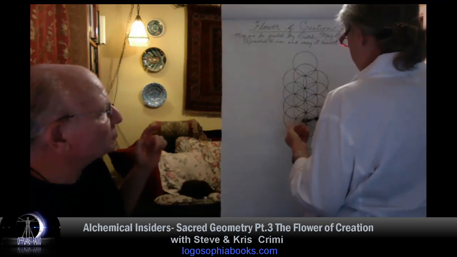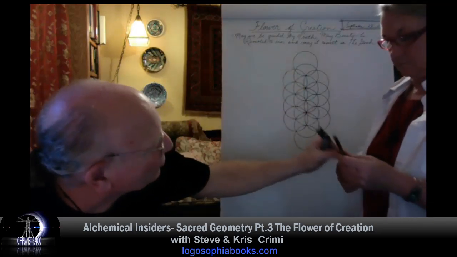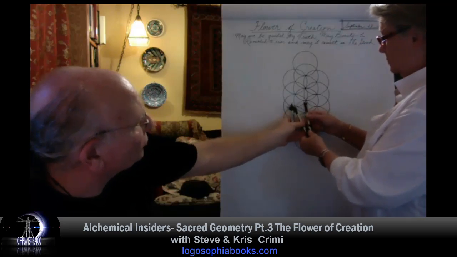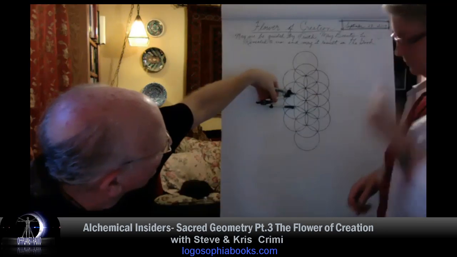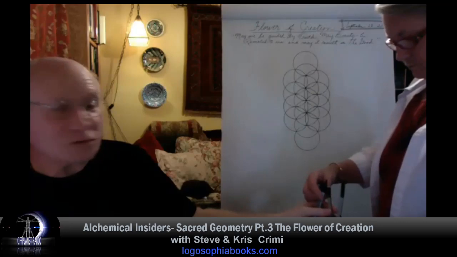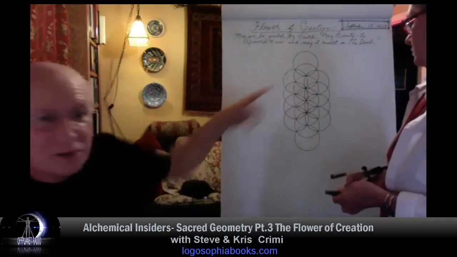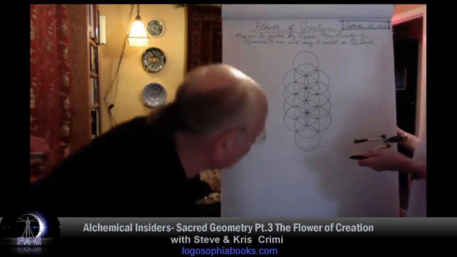The circle, yeah. And what happens is, if you can see Krys's radius is also the distance between each of the points on the hexagon. You see that? Okay. So that's automatic. As long as you have a radius, you can just divide the circle into six using the radius too. That's a whole other way of drawing the flower of creation.